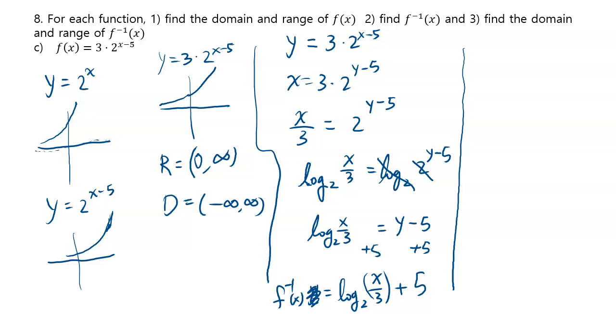And then finally in number 3, this is number 2, this is number 1. Whatever you get for the domain and range, you switch. So what was the range is now the domain. What was the domain is now your range.